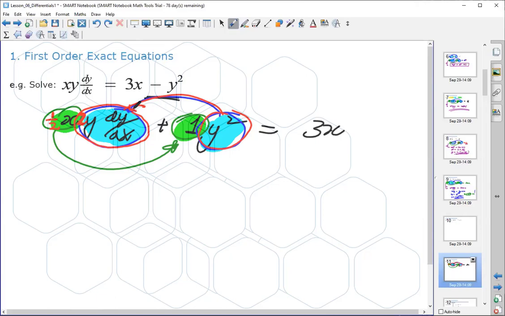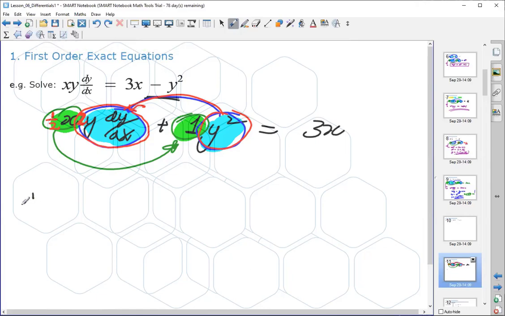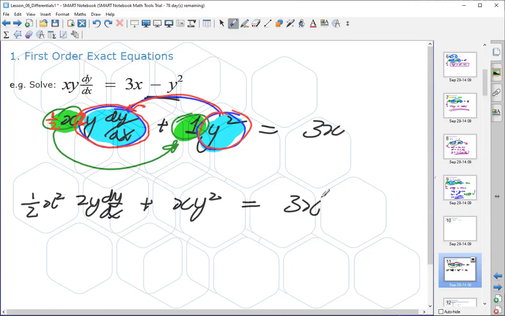Okay, hold on. We can still fix this. How about we multiply through the whole equation by x? So we multiplied through the whole equation by x. So the equation now becomes a half x squared 2y dy by dx plus, I'm multiplying that by x, xy squared equals 3x squared. Is that still effectively the same equation?